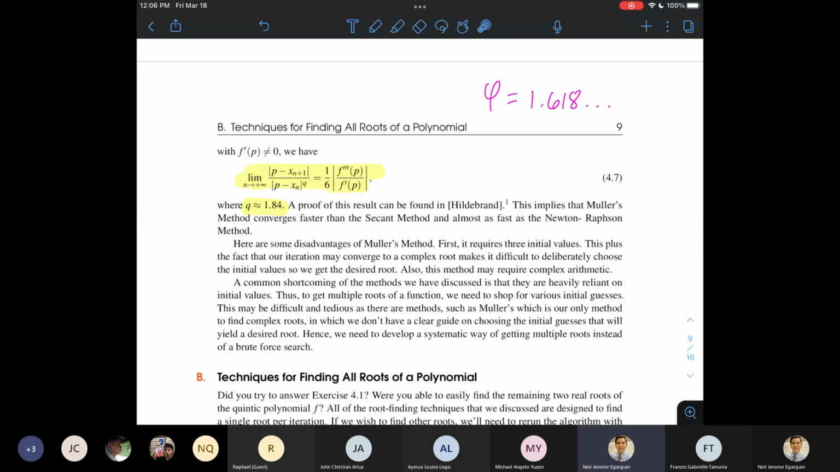okay? Pero nung tinali nung ilang mga students yung running time, nakita nila na mas mabilis yung pag-run nung secant method physically on the CPU than the Newton-Raphson method. So even though mas mabilis yung convergence ng Newton-Raphson, mas mabilis yung running time ng secant.